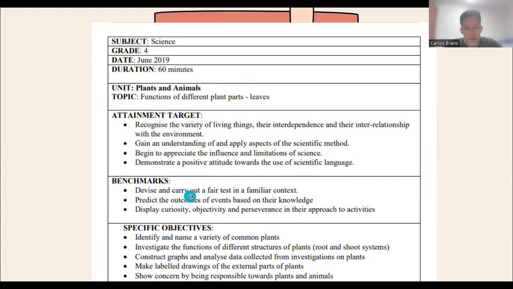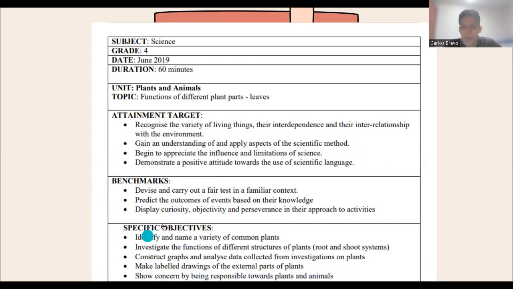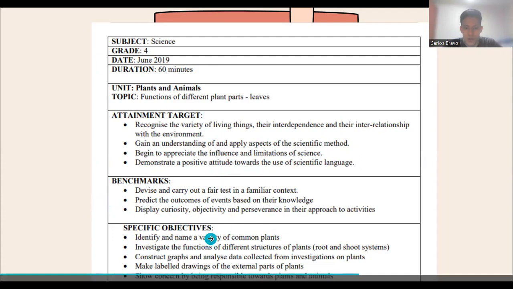When the teacher develops the knowledge with the students, they predict the outcomes of the events based on the knowledge and use the previous knowledge of the students to explain this topic. And the last one in this category is specific objectives, and we have different instructions about the specific goals that the teachers hope for their students during the class and after the topic explanation.